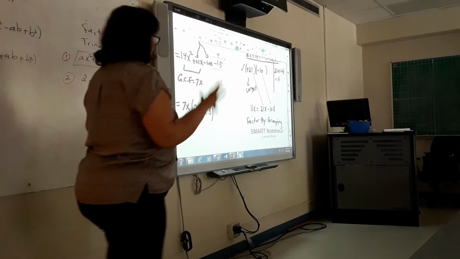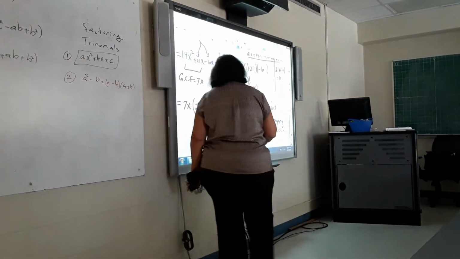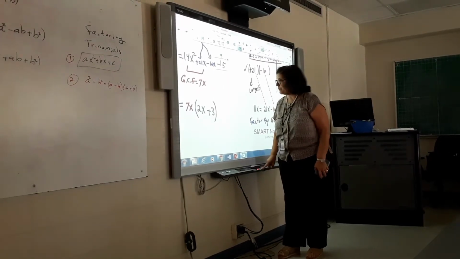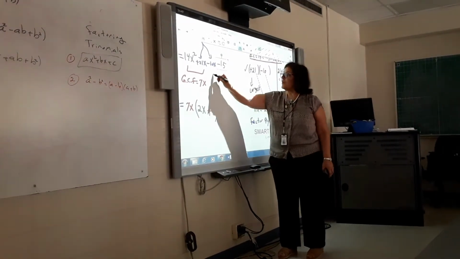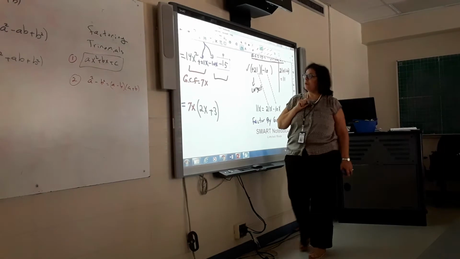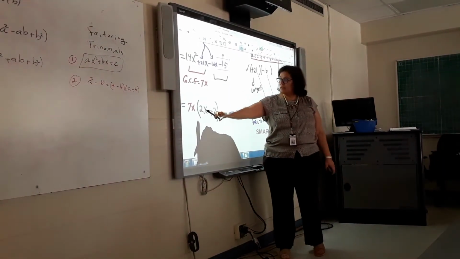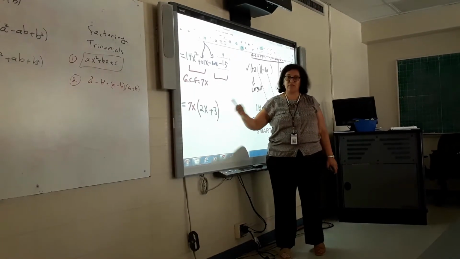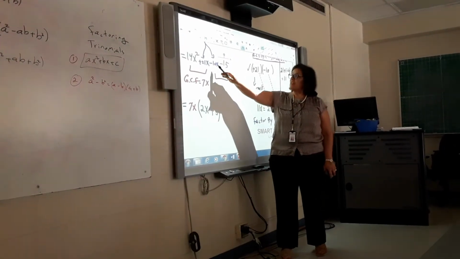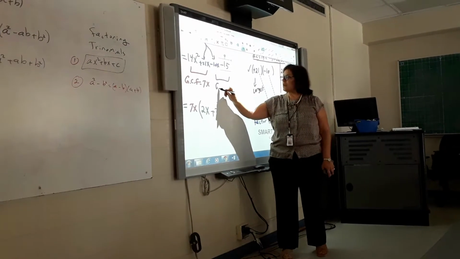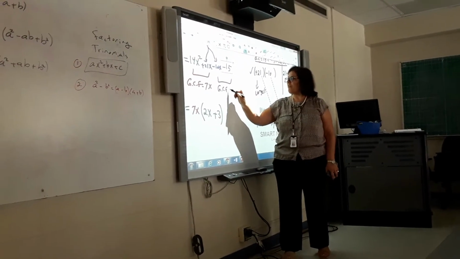And now we are going to do that. One second, one at a time. Now we are going to look at the second group, which is this one. This is positive, right? What do we have in here? Negative 10x minus 15. So what is the greatest common factor?